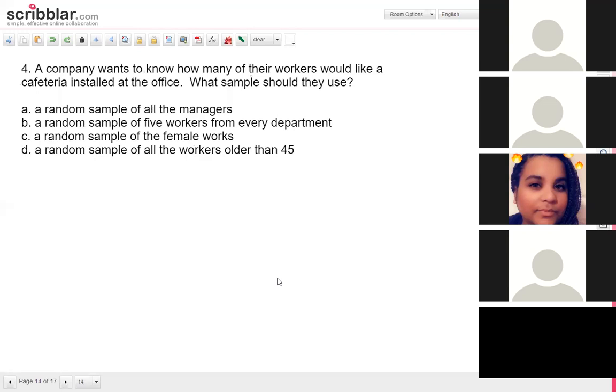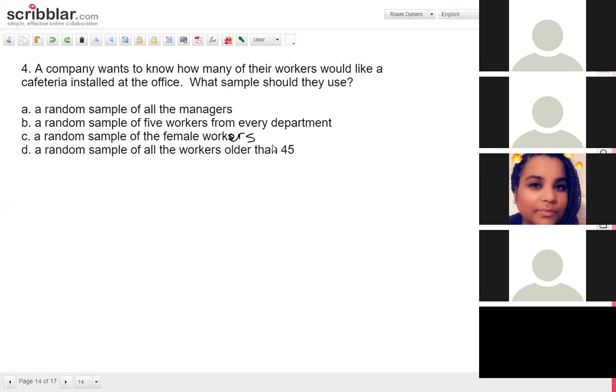Okay, so one more. A company wants to know how many of their workers would like a cafeteria installed at the office. What sample should they use? So what do you guys think from our answer choices, A, B, C, or D? A, a random sample of all the managers. B, a random sample of 5 workers from every department. C, a random sample of female workers, that was supposed to say workers. D, a random sample of all the workers older than 45.